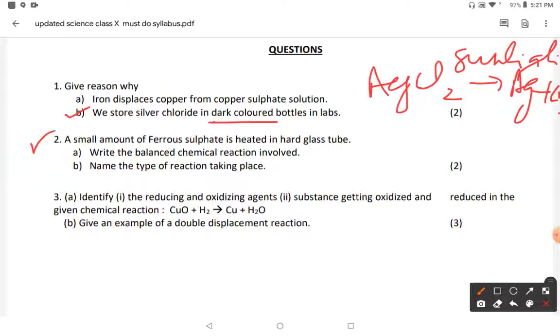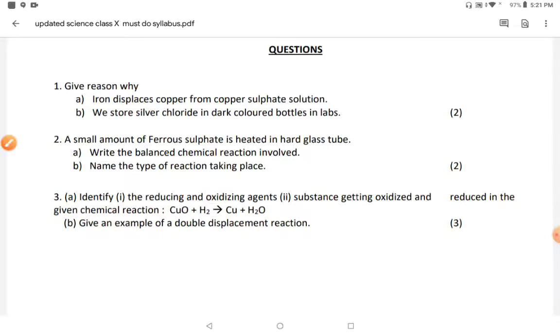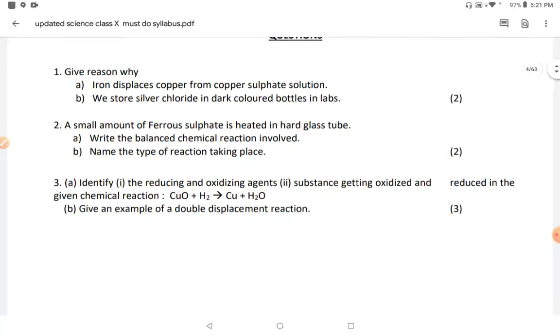Next question is, a small amount of ferrous sulfate is heated in a hard glass tube. So you have to write the reaction. I have written it previously. So write the balanced reaction and name the reaction taking place, that is the decomposition reaction. Question number 3, identify the reducing and oxidizing agent.